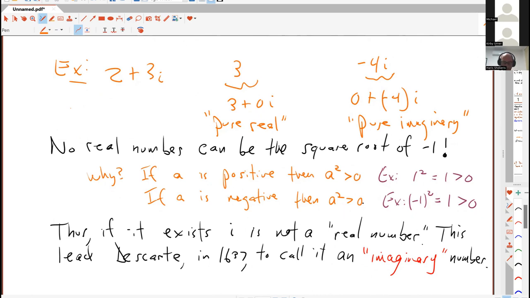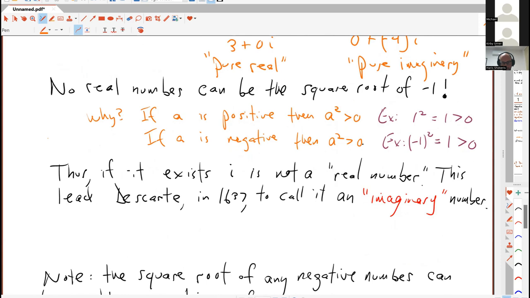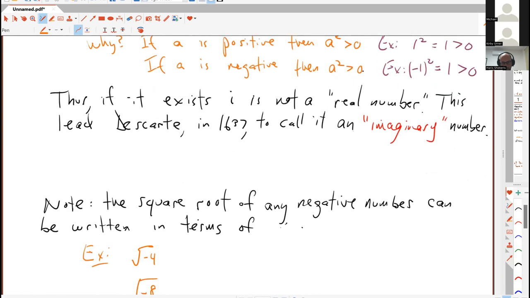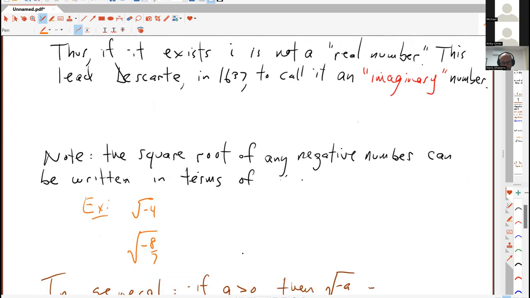But mathematicians, as we'll see, found these very useful. I think Descartes in the 1600s was perhaps shamed, or maybe facetiously goaded, into calling them imaginary numbers, you know, pure imaginary numbers like 4i. I don't know if he had a sense of irony when he called them this, but then it stuck. It's this terminology that stuck. And we'll talk about why this is a terrible name as we go along. So any questions so far?